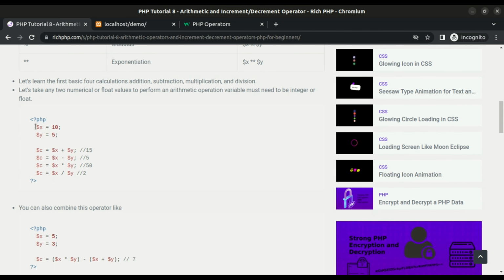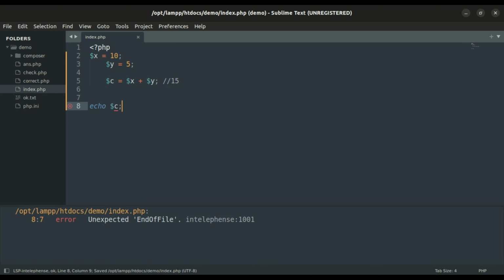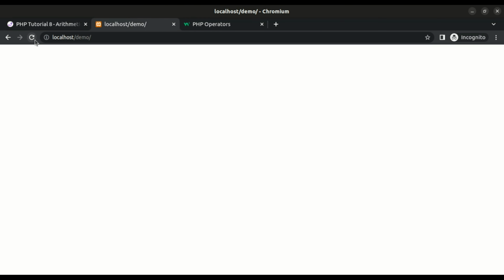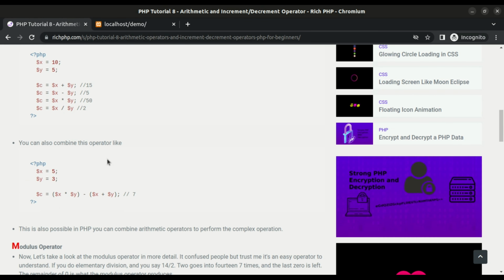So let's first start with the basic calculation. Here x is equal to 10 and y is equal to 5. If we add x and y we get 15. If we subtract x and y we get 5. If we multiply we get 50, and if we divide we get 2. Let's see this in the coding. Let's see plus first. We need to print that value also. Here we get 15, 10 plus 5. That's the basic calculation.